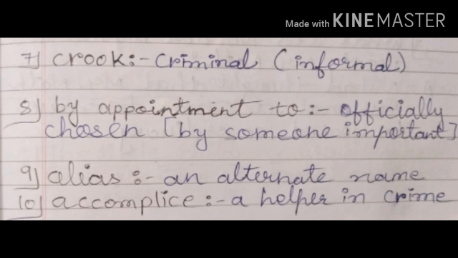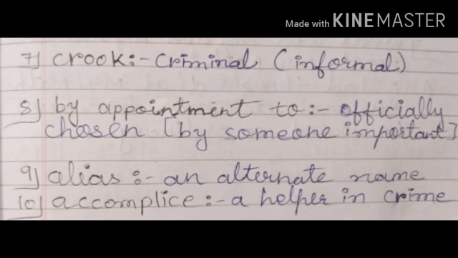Number 7. Crook means criminal, informal. For example, Mr. Nath was a crook. Number 8. By appointment to means officially chosen by someone important. For example, Mr. Nath was by appointment to meet the person.